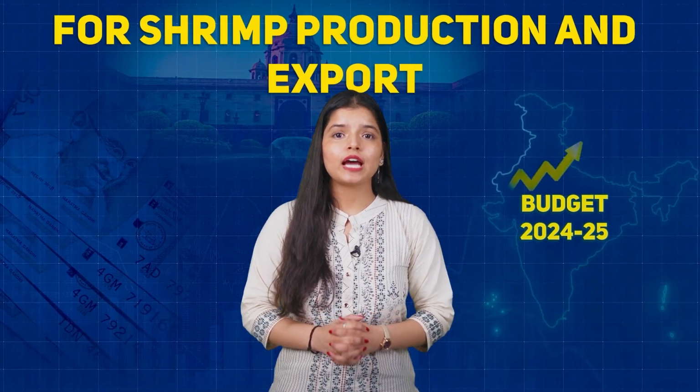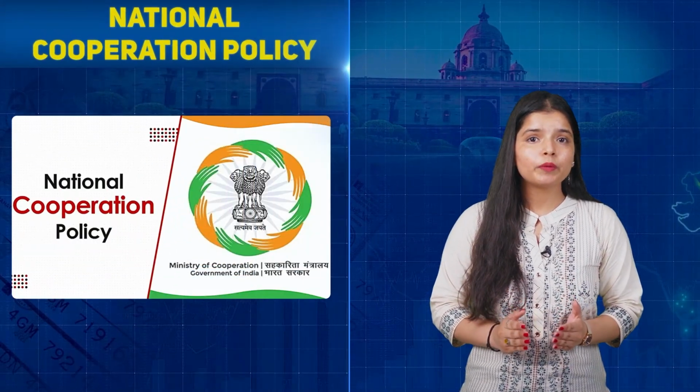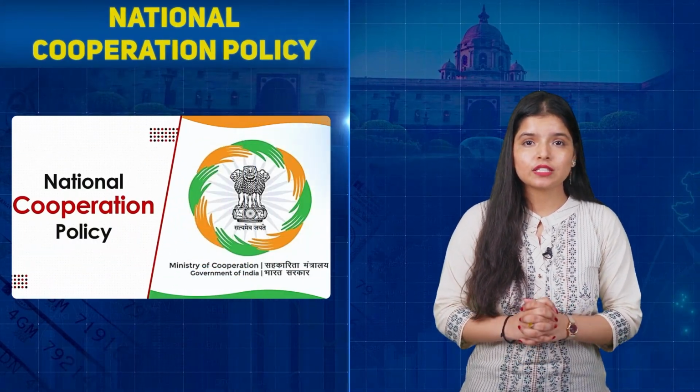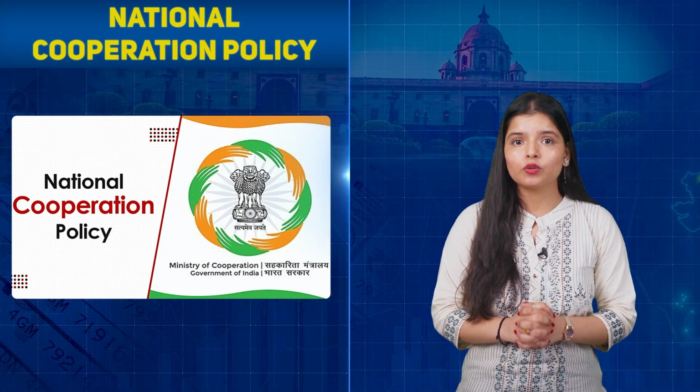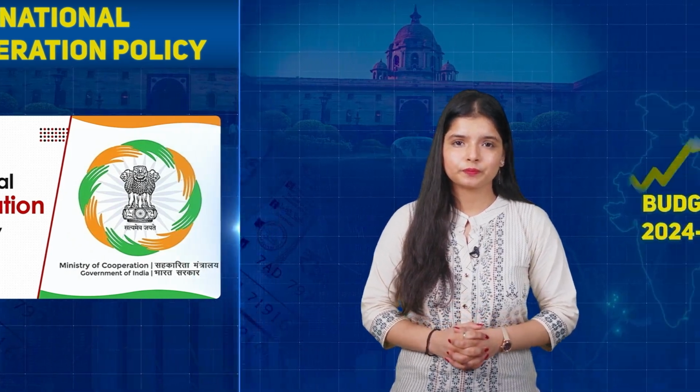For shrimp production and export, financial support will be provided for setting up a network of nucleus breeding centers for shrimp broodstocks. Financing for shrimp farming, processing and export will be facilitated through NABARD. Lastly, a national cooperation policy will be implemented for systematic, orderly and all-round development of the cooperative sector.